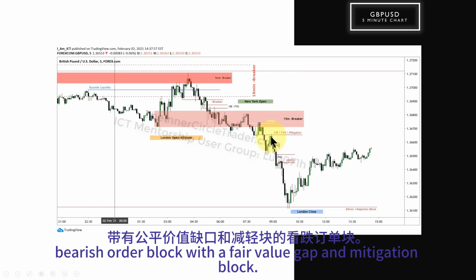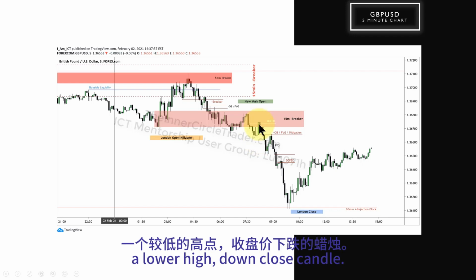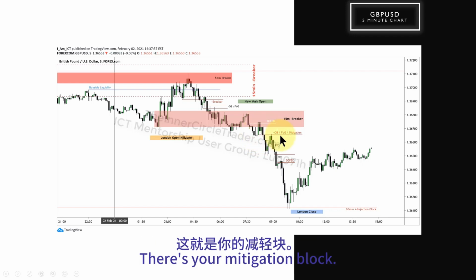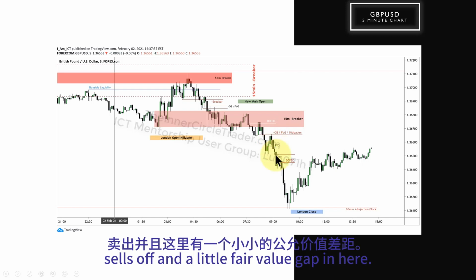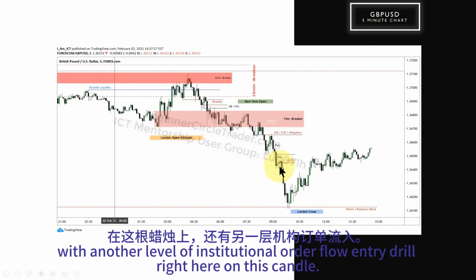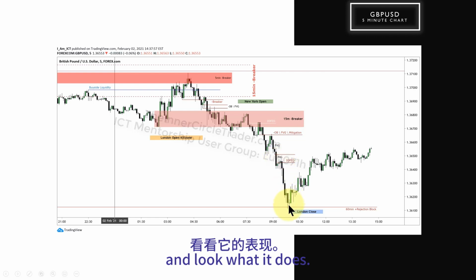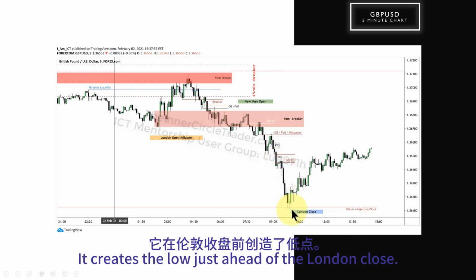Trades back up to the bearish order block with a fair value gap and mitigation block. So we have a high, a low, a lower high, down close candle. There's your mitigation block. It hits that, sells off, another little fair value gap in here. Doesn't really do anything with that yet. Then we have a fair value gap here as well with another level of institutional order flow entry drill right here on this candle. And then it sells off into, and look what it does, it creates the low just ahead of the London close.